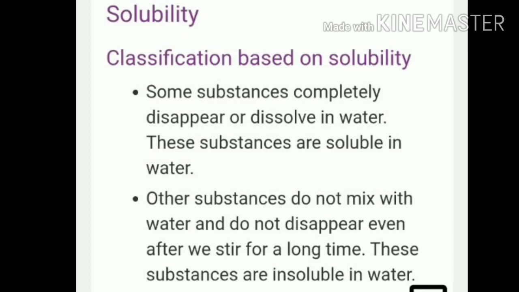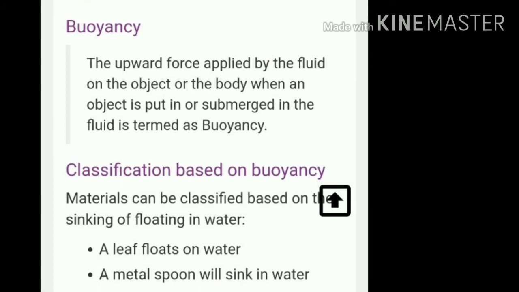Now see density, or we can say flotation. So what does buoyancy mean? Buoyancy is the upward force applied by the fluid on an object or body when the object is put in or submerged in the fluid.